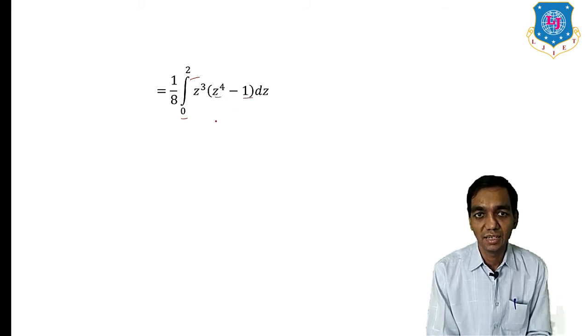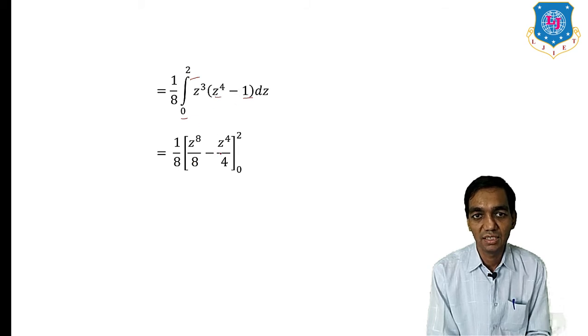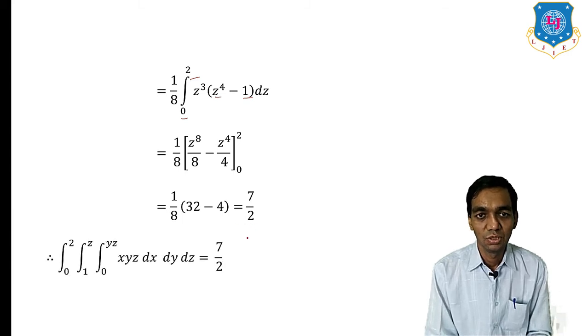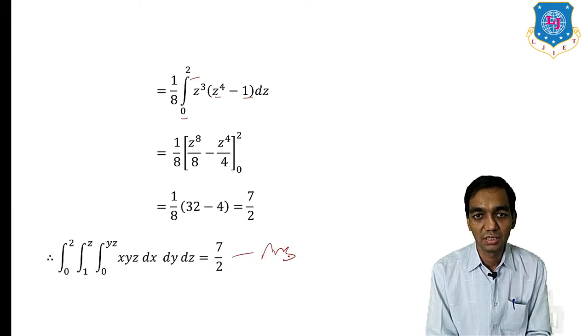Now multiply this inside and integrate. So that will give you z raised to 7 as an integration z raised to 8 by 8, minus z raised to 3 has an integration z raised to 4 by 4, and limit is from 0 to 2. So substitute the limit, that will give you 32 minus 4, and the answer will be 7 by 2. So this is the answer of your double integration.